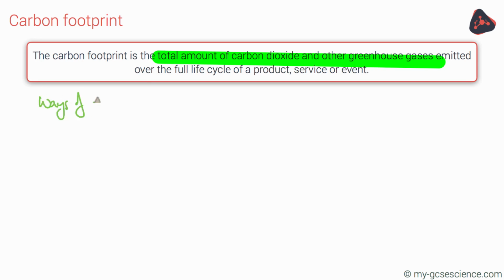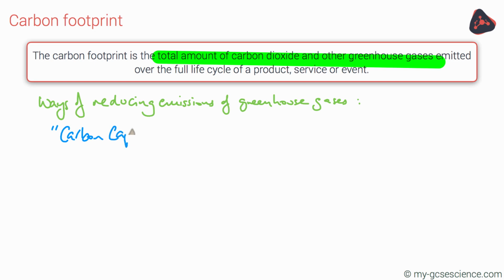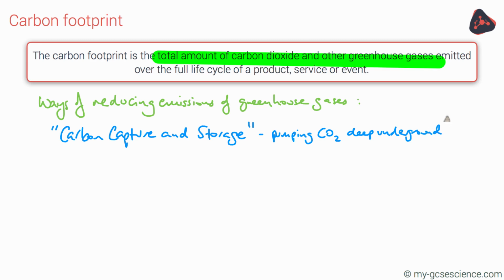As you may know, there are all sorts of things that you may do in your day-to-day life which produce these greenhouse gases, especially carbon dioxide. But there are some ways of reducing the emissions of greenhouse gases. On a large scale, one thing that can be done is something called carbon capture and storage. This is where large amounts of CO2 is pumped deep underground, into porous rocks or old oil fields. However, this is quite an expensive process, and so we should be looking for other alternatives if possible.